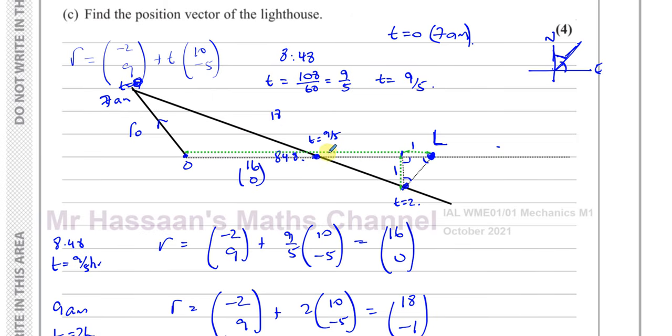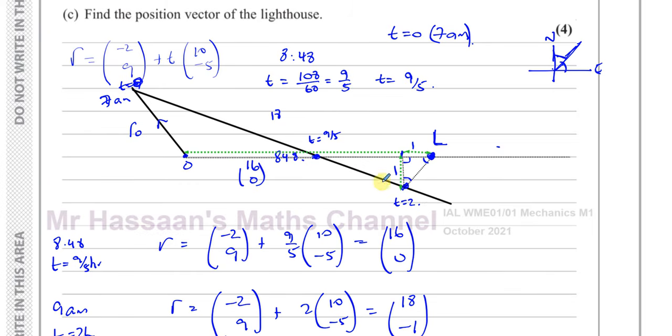We know the position vector of the ship at this time was exactly east of the lighthouse. Basically, the lighthouse is east of it. So we know the position vector of this was (16, 0), and the lighthouse is east of that. So the lighthouse must also have 0 as its j component, because it's along this same line, along the i axis. It's exactly the same level as O in terms of the j components.